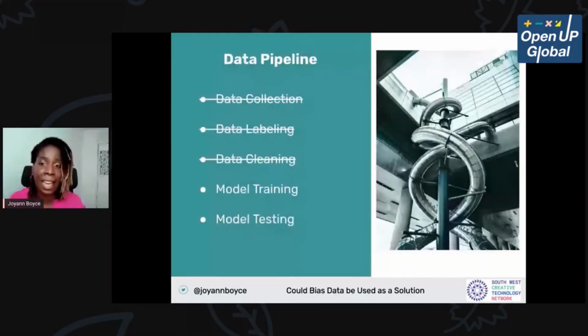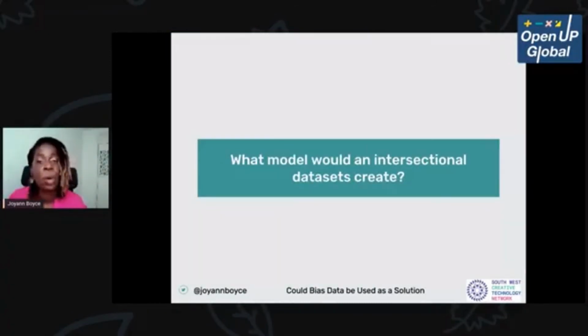So that was looking at the data pipeline in terms of how I could manipulate the data in collection, labeling, and cleaning. I then went on to explore the model testing and training aspect. So what would a model be like if it was trained on intersectional data sets? And what kind of biases would that model create? Because once you're putting in weighted data and biased data, your machine is going to also learn those things.